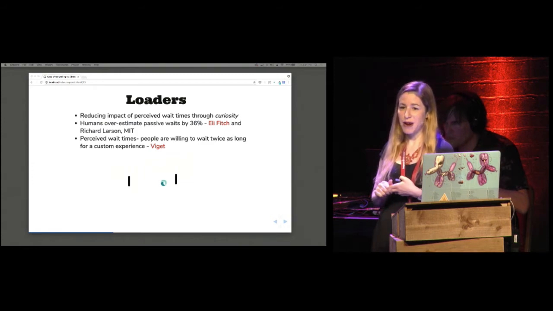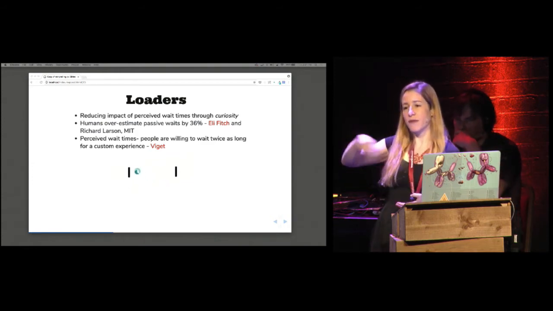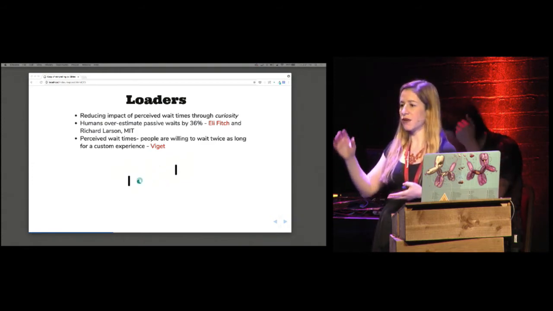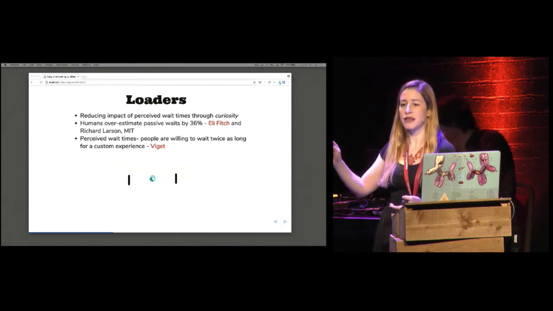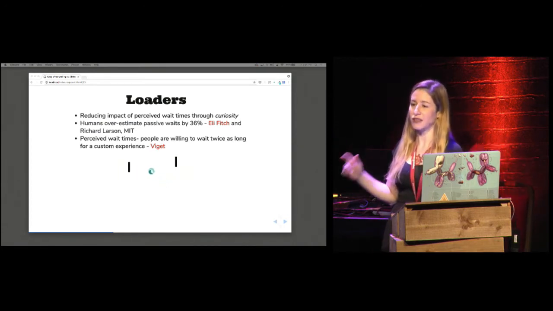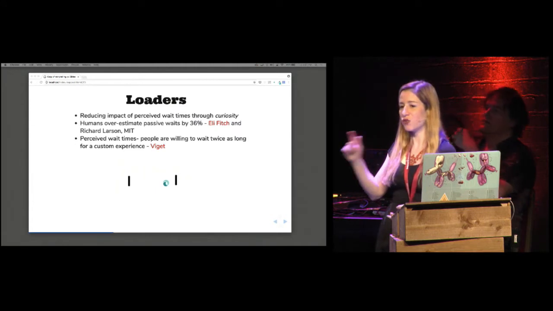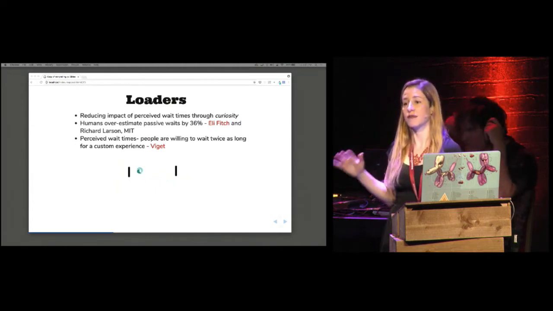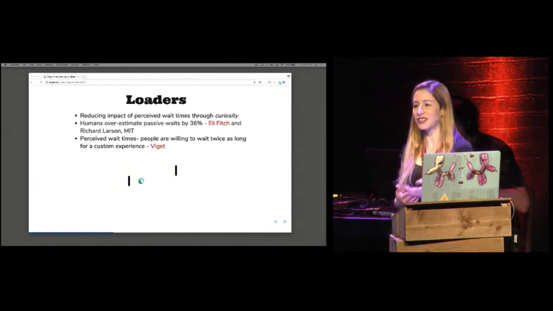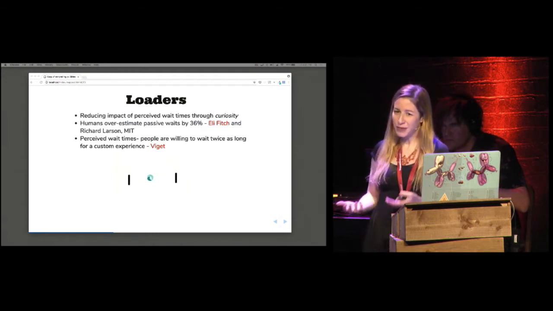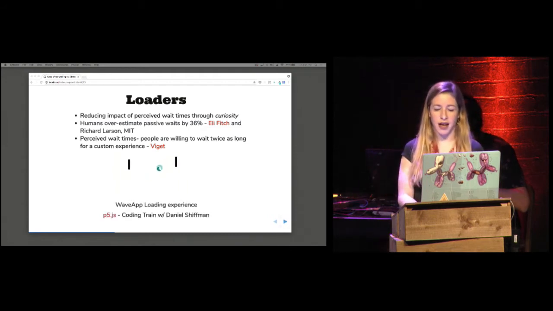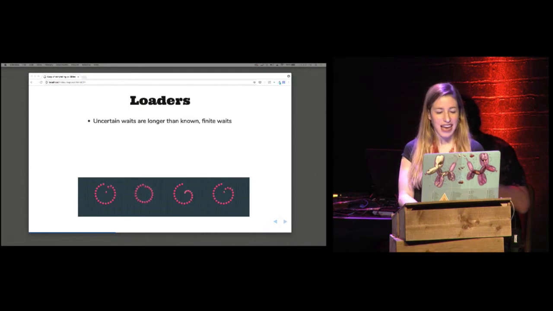Vget did a great experiment where they used the normal spinny loader, and then they made a custom loader that was just their logo with some dots. People were willing to wait twice as long, between 14 seconds and 22 seconds, for the custom loading experience. So your users actually just want to know that you care about them a little bit. It's kind of interesting.